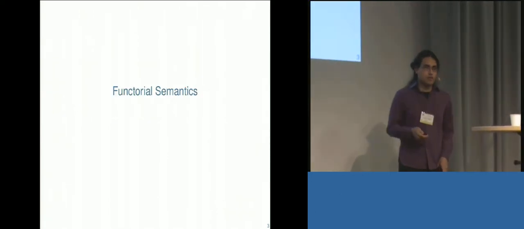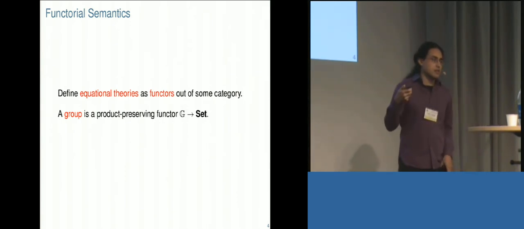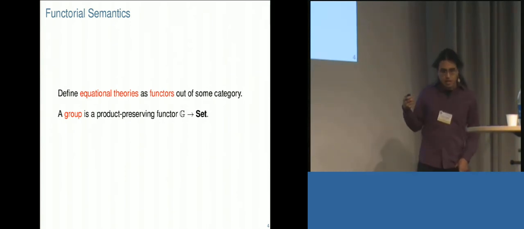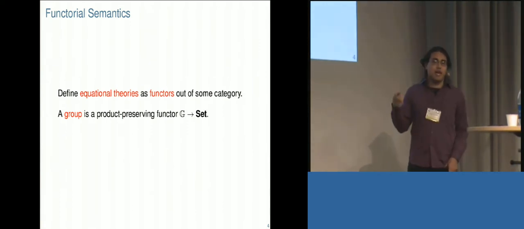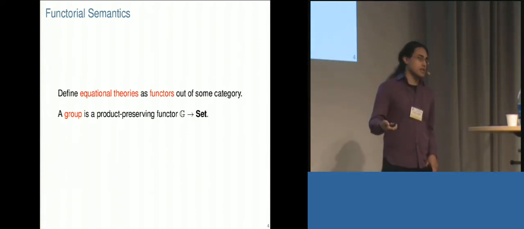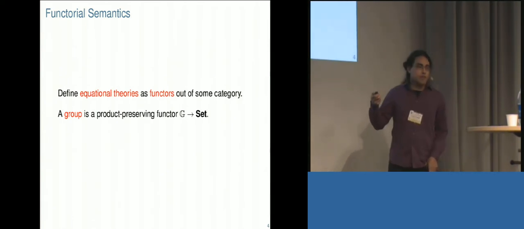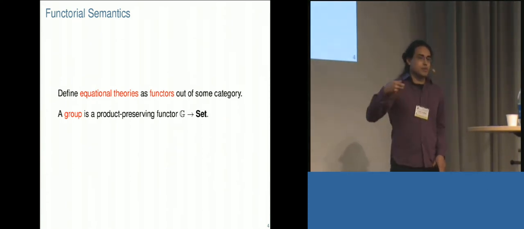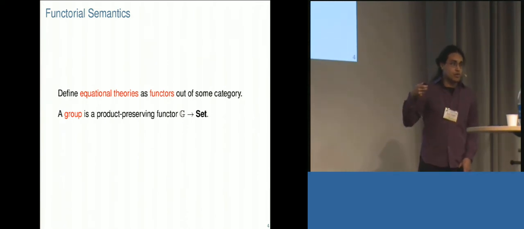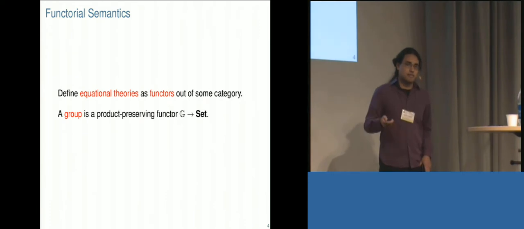All right, so functorial semantics. This idea goes back to the 1960s and Bill Lawvere, and basically the idea is that you want to define an equational theory as a functor out of some category that represents that theory. So for groups, we define a category G, which tells you what the group axioms are, and then you say that a group itself is a product-preserving functor from G to Set.